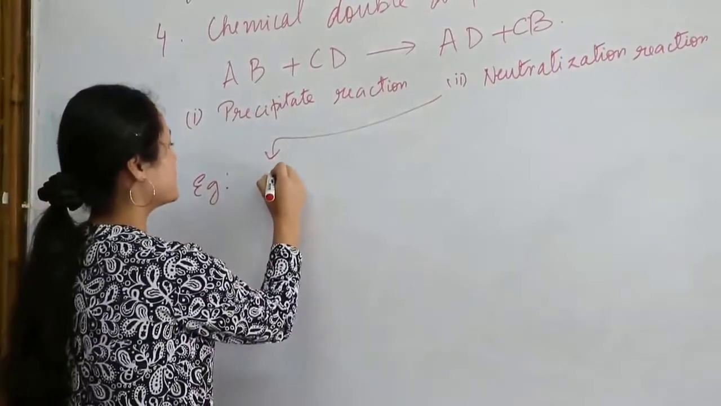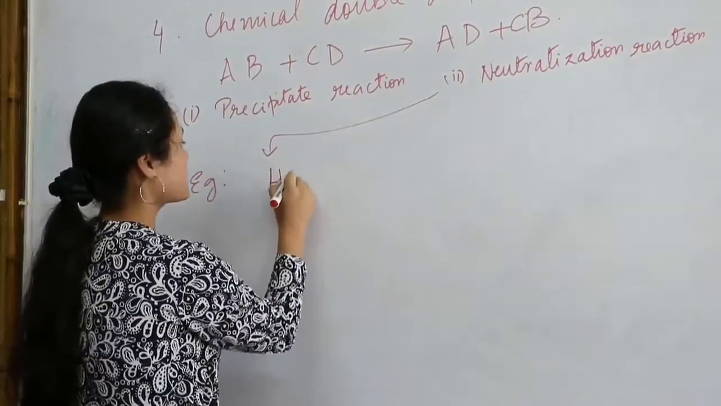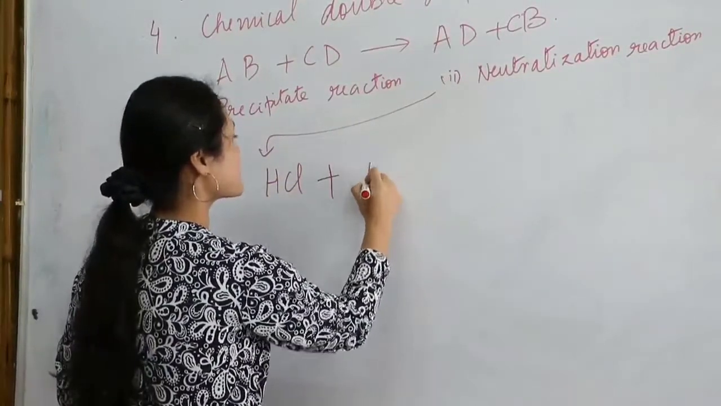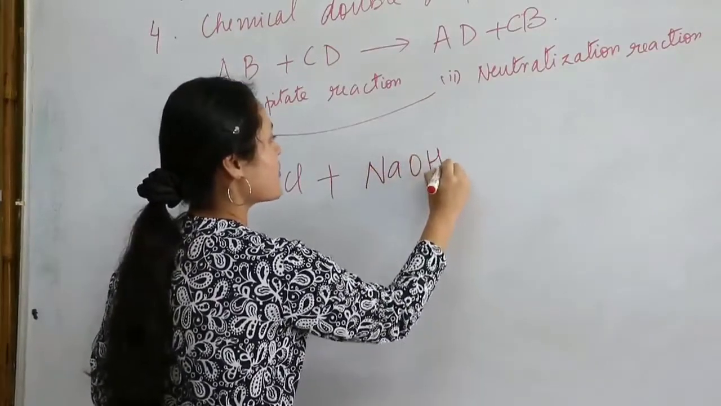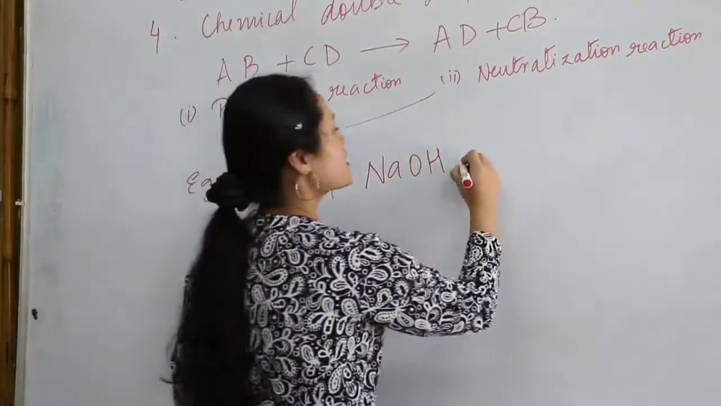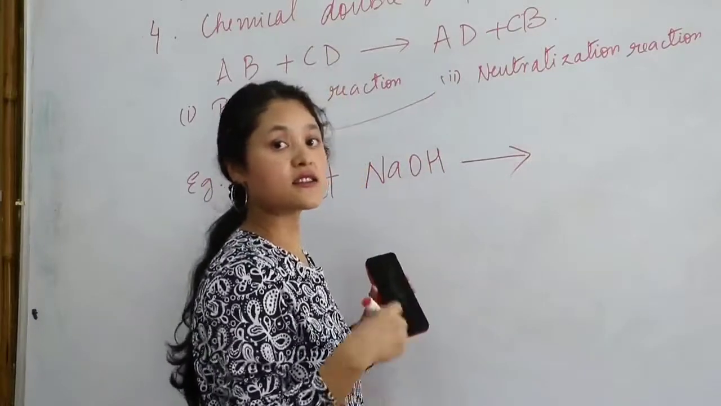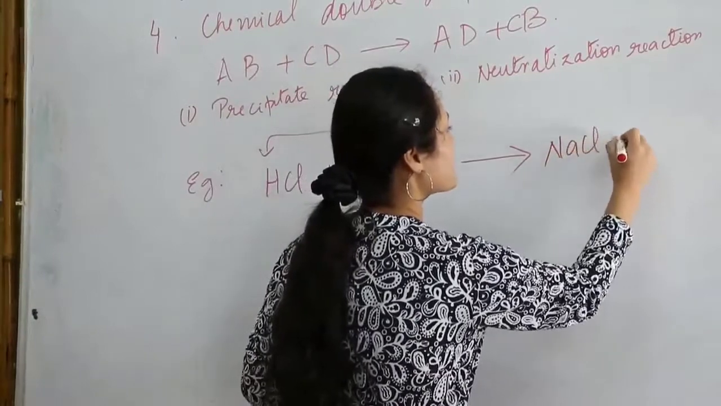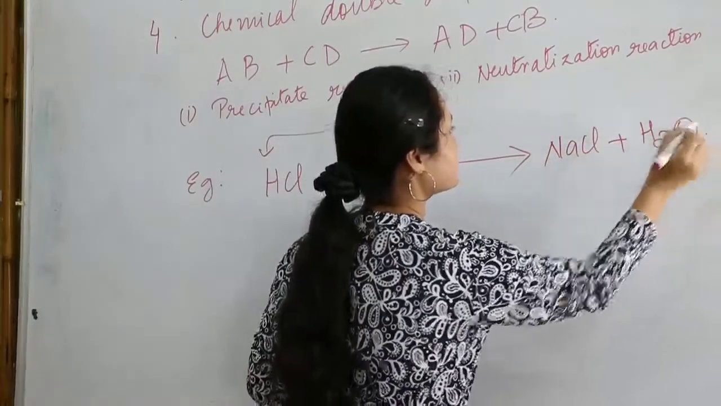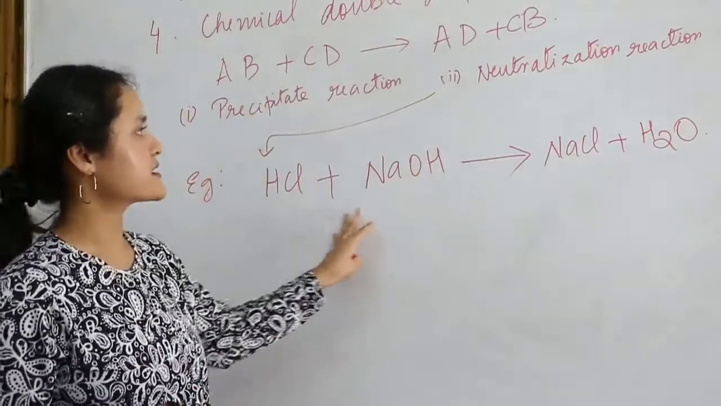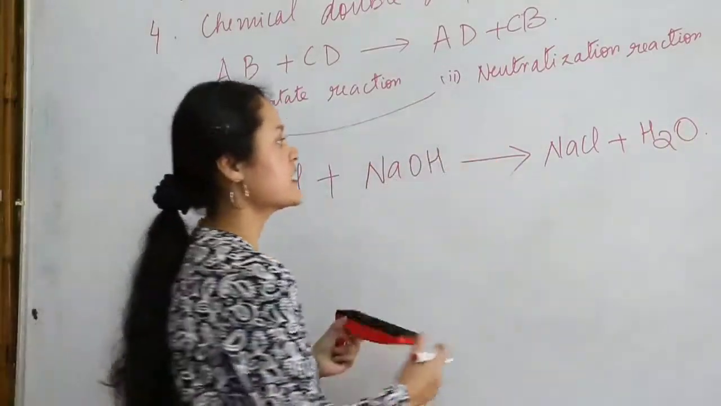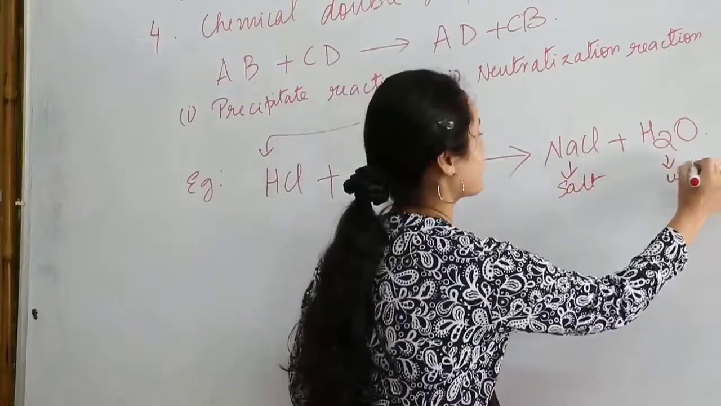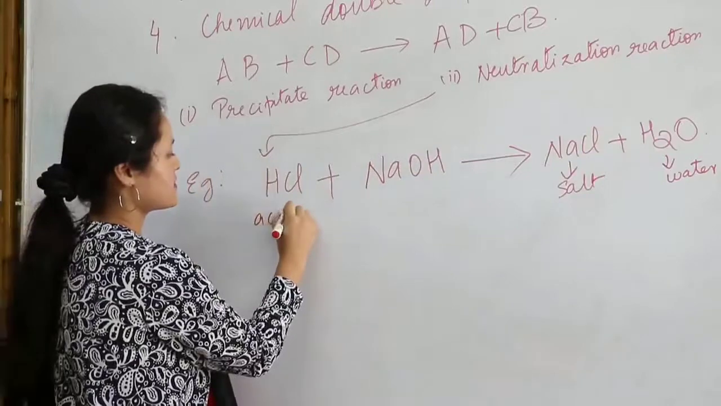I told you when an acid, say hydrochloric acid, and a base, say sodium hydroxide, react together, the only products formed are just salt and water. So the salt formed here is sodium chloride, plus water. This is an example of a neutralization reaction. This is salt. This is water, as you know. This is an acid. This is a base.